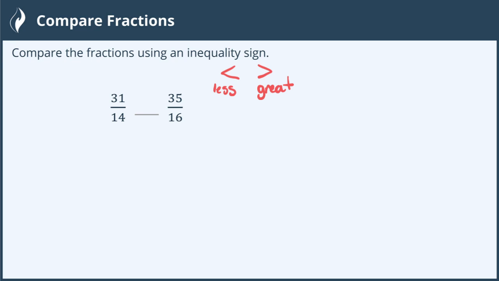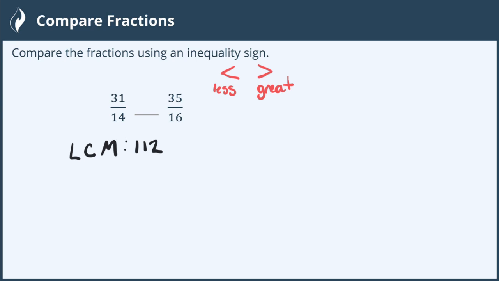We are comparing 31/14 to 35/16. The best way to do this is to have a common denominator so that the two items we are comparing have the whole divided into the same number of sections. To do this, we are going to find the least common multiple, or the smallest multiple in which both 14 and 16 will evenly divide into. In this one, the answer is 112.